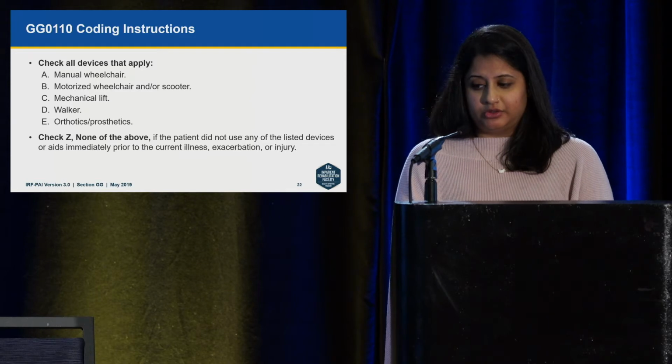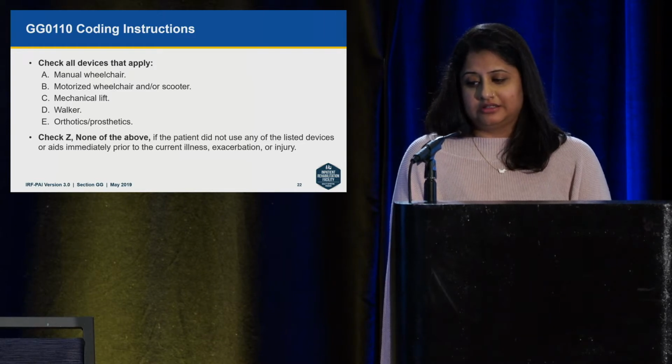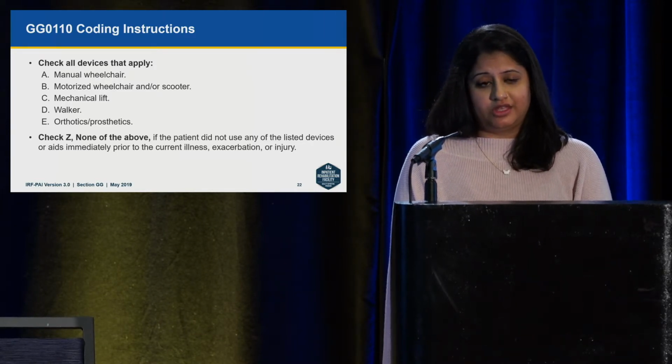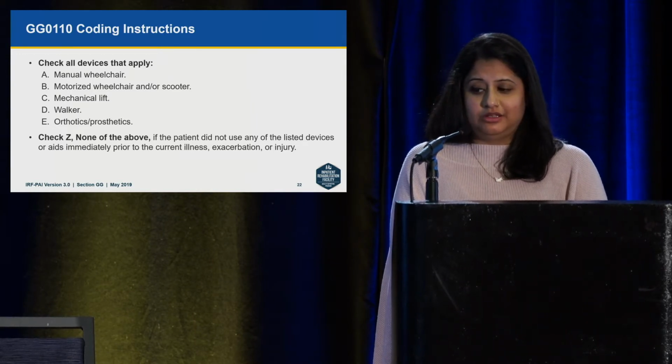Your choices are manual wheelchair, motorized wheelchair and/or scooter, mechanical lift, walker, and orthotics or prosthetics. And you do have an option to check Z, none of the above, if the patient did not use any of the listed devices immediately prior to the current illness, exacerbation, or injury.